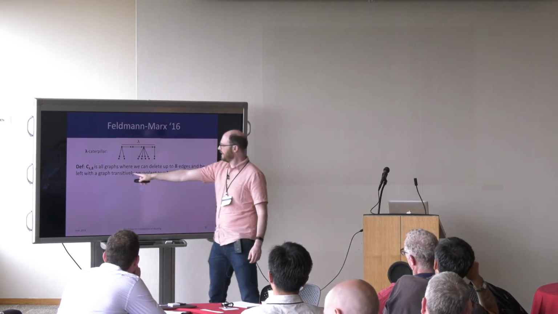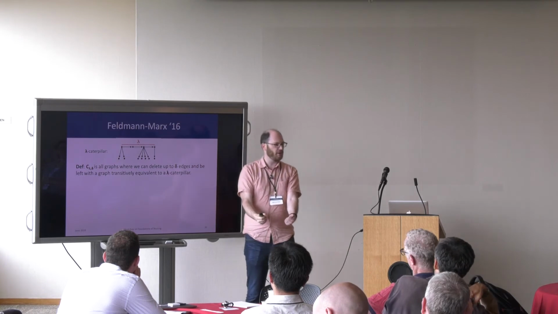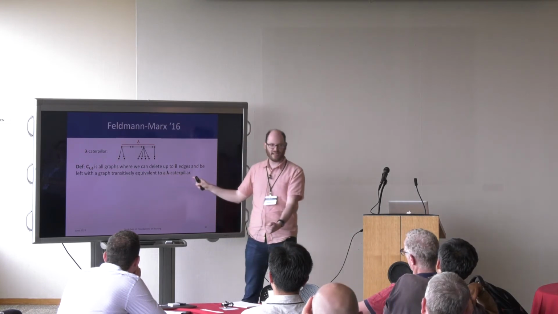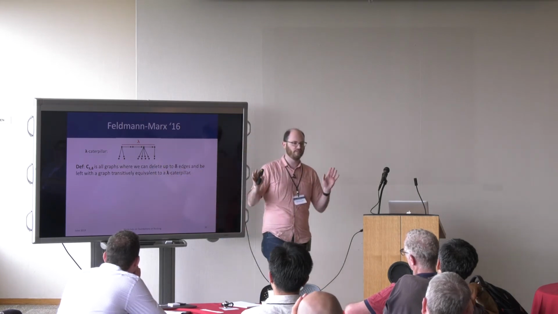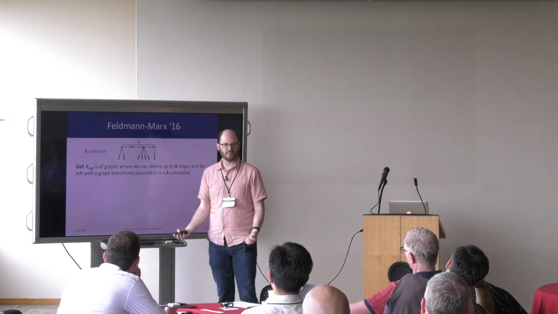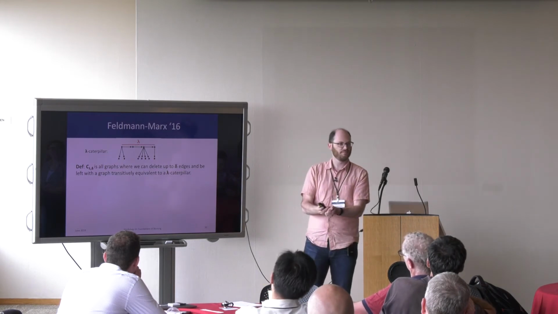So they define C lambda delta to be all graphs where I can delete delta things from the graph and be left with something which is transitively equivalent to a lambda caterpillar. So what is transitively equivalent? Because it's a directed graph, let's not worry about it. More or less, it's just saying that if you can delete a few edges and still be a caterpillar, that's what C lambda delta is.